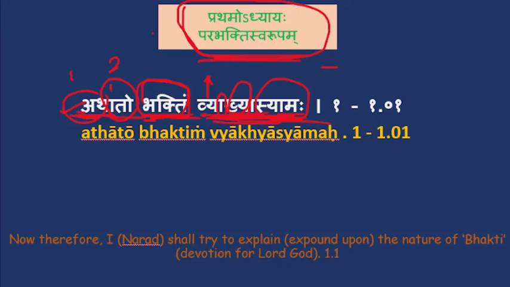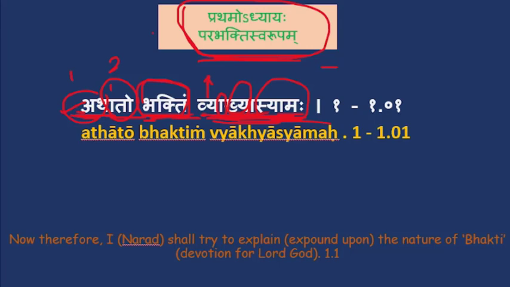Then comes Shamadi Shatka Sampatti. There are six factors under Shamadi: Sama, Dama, Titiksha, Uparati, Shraddha and Samadhanam. I am not going deep into this because these are not the Vedantic scriptures. Just one idea: these are the six. And Mumukshutva means Moksha Ichha, the desire to be liberated.